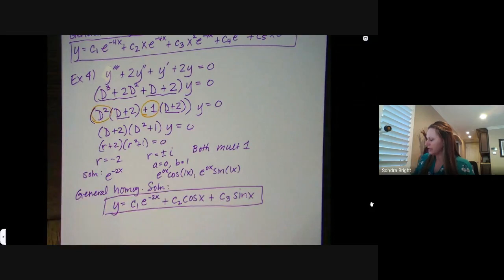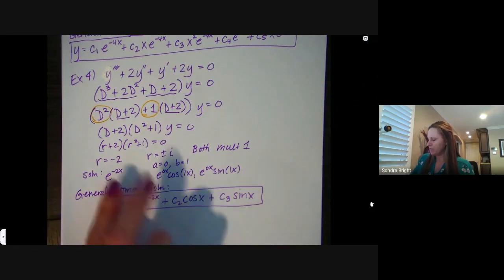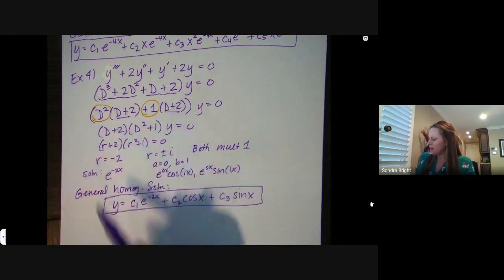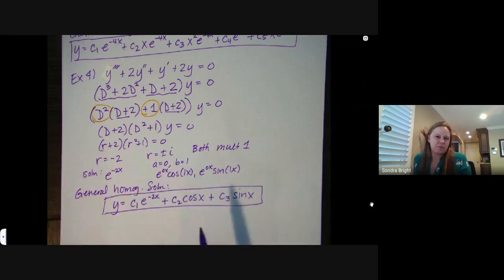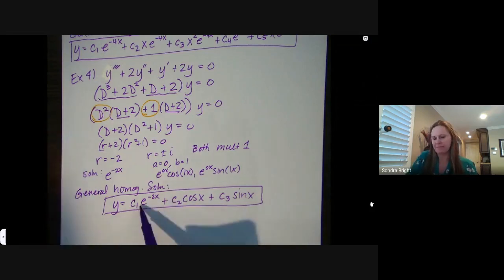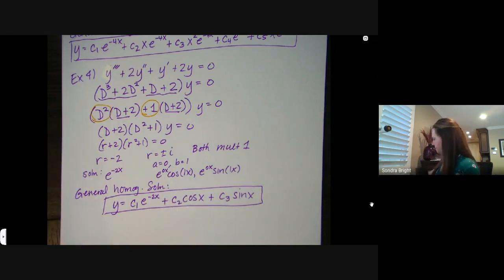Now, obviously, had you factored it the other way, you may have come up with these guys first. So where the C1, C2s, and C3s are doesn't matter, right? It could have been C1 cosine of x plus C2 sine of x plus C3 e to the -2x. Obviously, it doesn't matter. So yeah, you just want a linear combination of the 3. Okay, let's do another example.